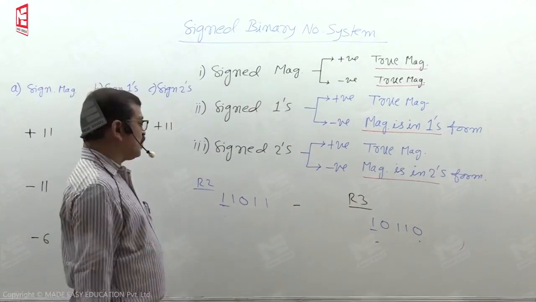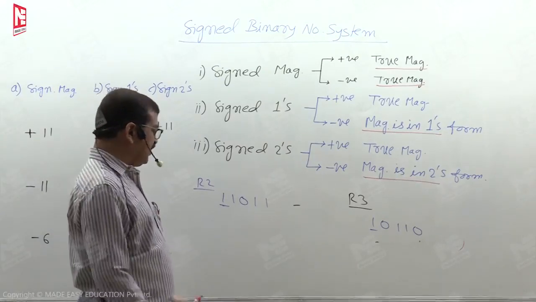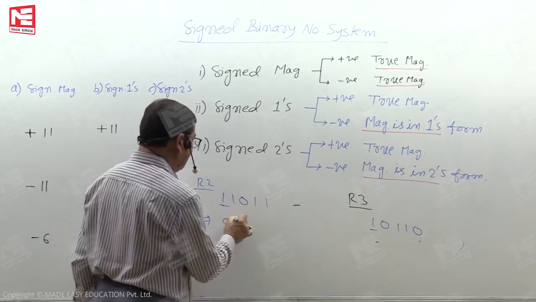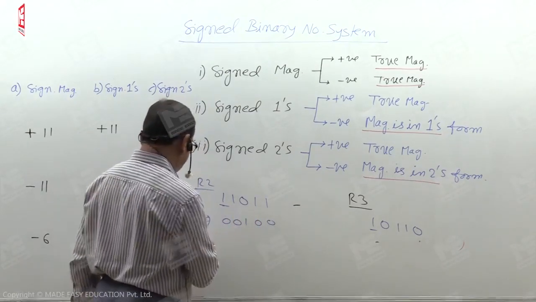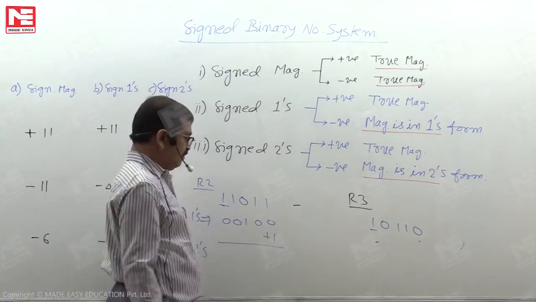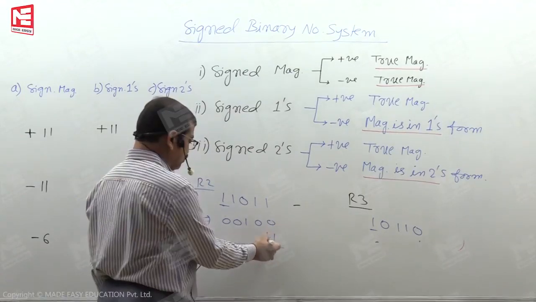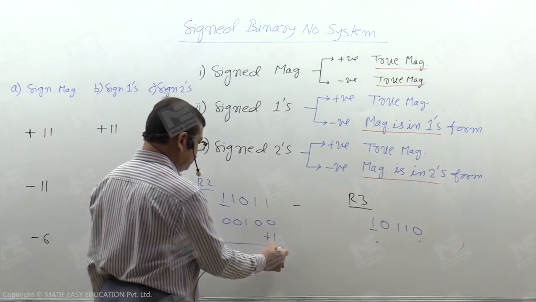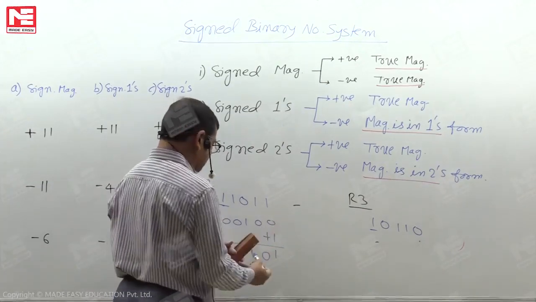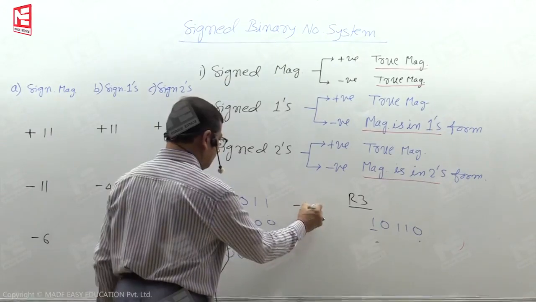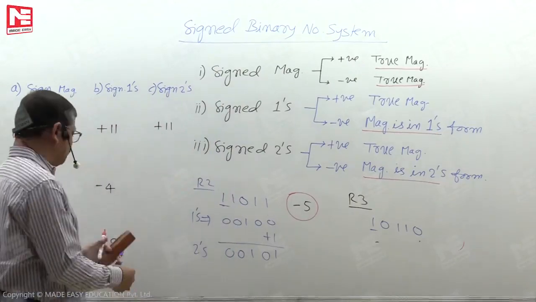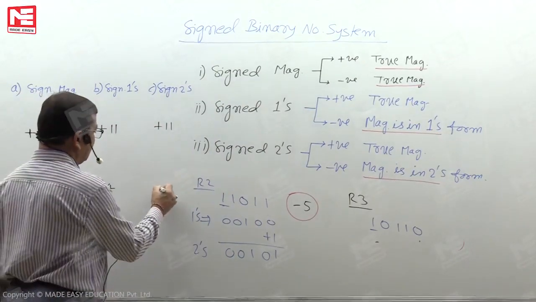When performing the 2's complement operation conventionally, we first find the 1's complement, and later add 1 to the rightmost bit in the binary number system. Here we get 10100. So from this, we recognize the magnitude is 5, and along with the sign bit, it is minus 5.